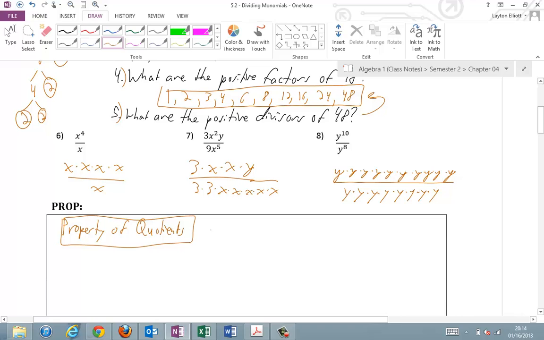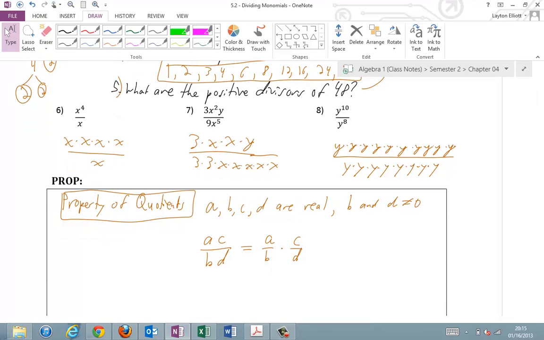The first property of quotients: A, B, C, and D are real, and B and D are not equal to 0. What we're going to say is AC divided by BD is the same thing as A over B times C over D. You may remember this as how to multiply fractions. A times C over B times D combines to become AC over BD. This is kind of the same thing as multiplying fractions, but what we're trying to treat this as is actually a little bit of a separation.